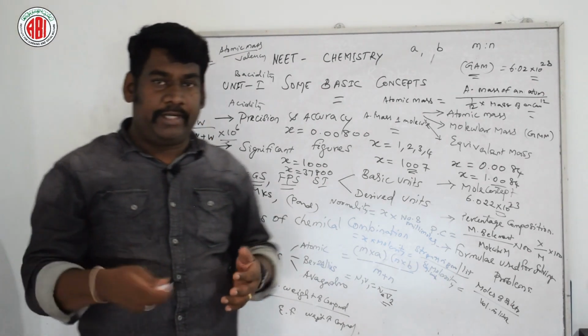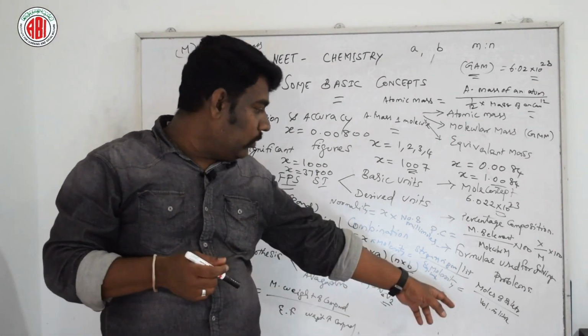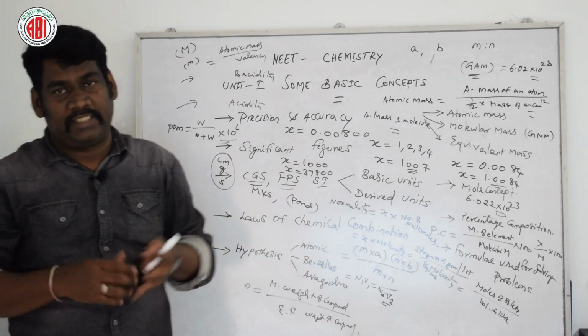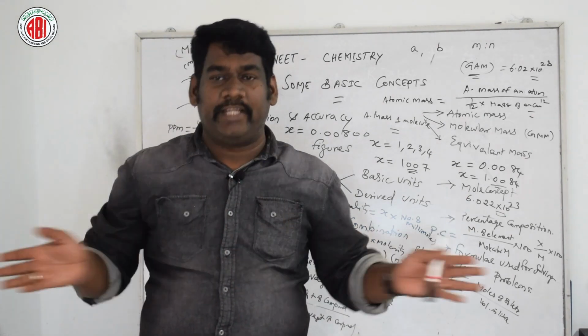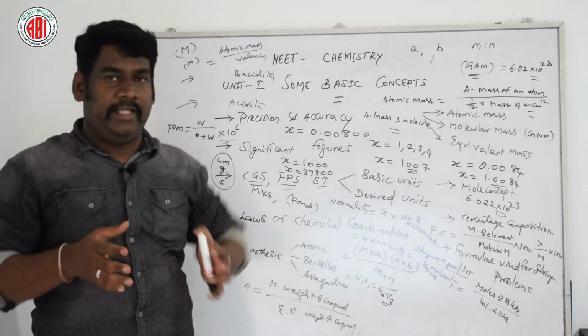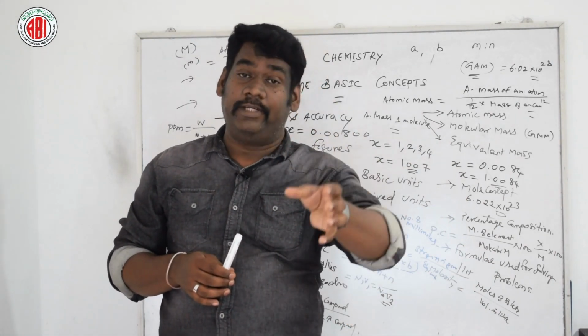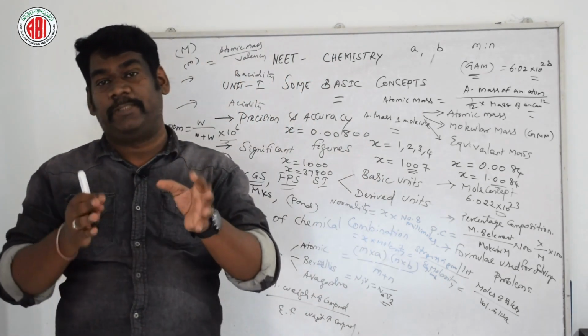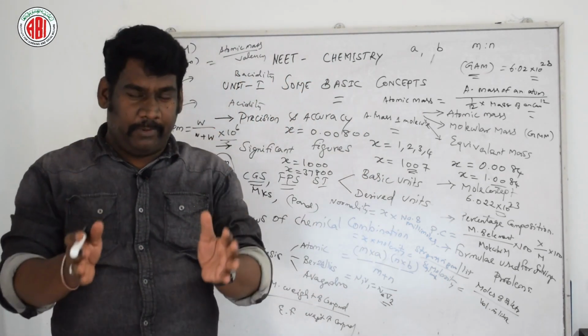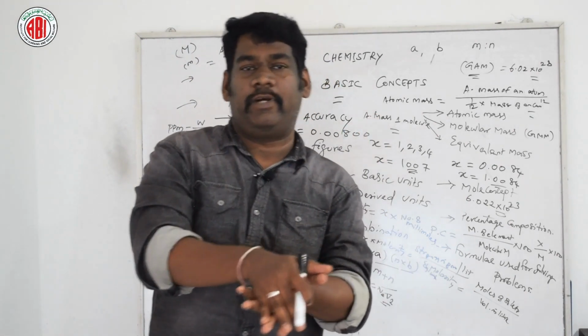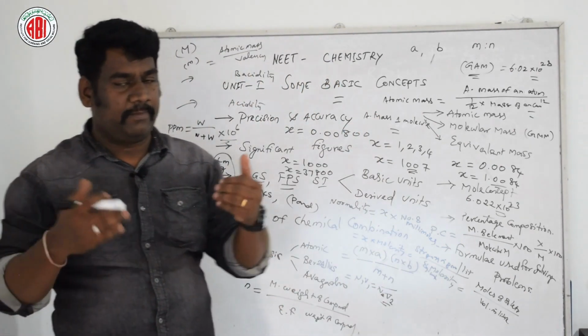Again I would like to recall chemical formulae. There are two types of formulae we are going to discuss: molecular formulae and empirical formulae. The molecular formula is an indication of the actual number and type of the atoms present in the molecule. In a compound, the actual number and type of atoms present in a molecule is called the molecular formula.